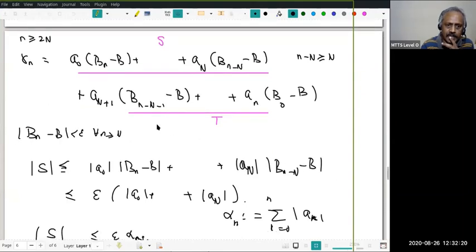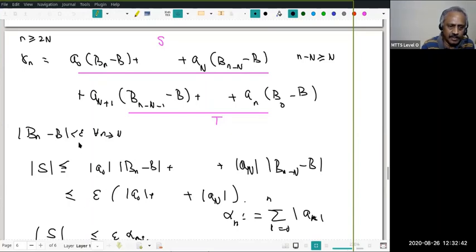So, we wanted for n greater than or equal to capital N, mod bn minus b to be less than epsilon. That I can achieve, right? Given an epsilon, there is a capital N1 so that for all n greater than or equal to capital N1, mod bn minus b will be less than epsilon. But remember, I want mod s to be less than epsilon by 2. Therefore, what do I have?